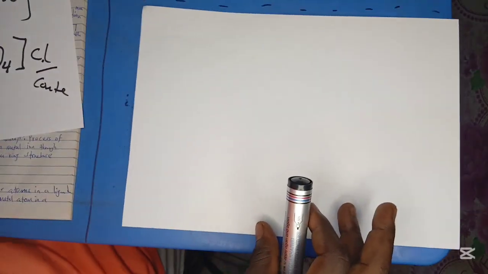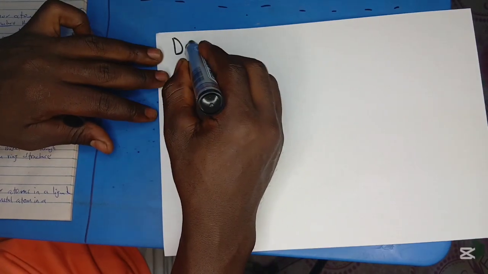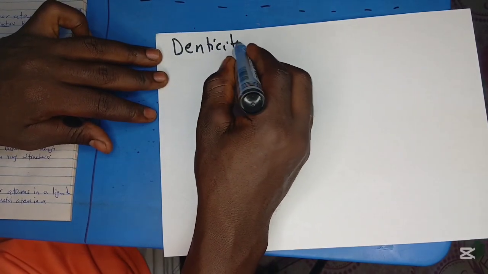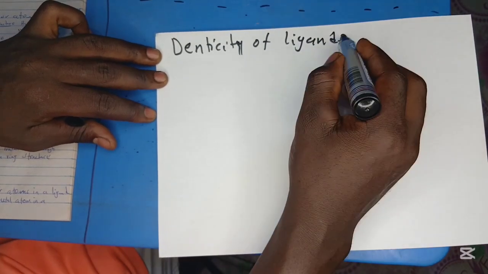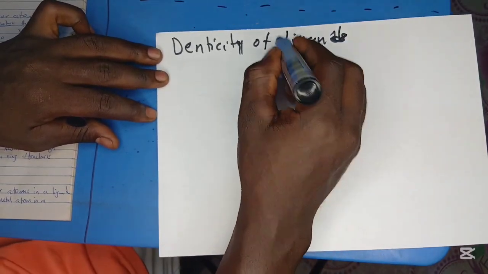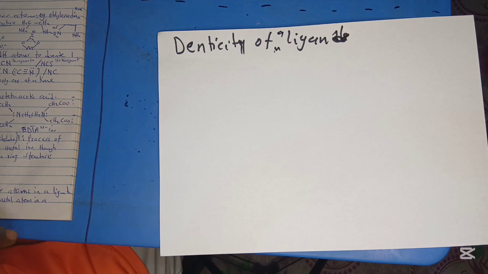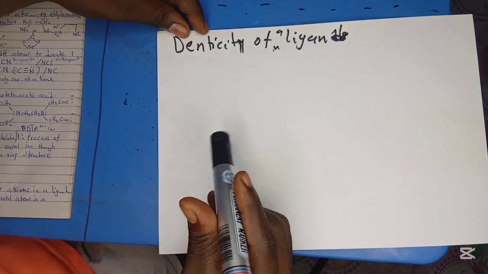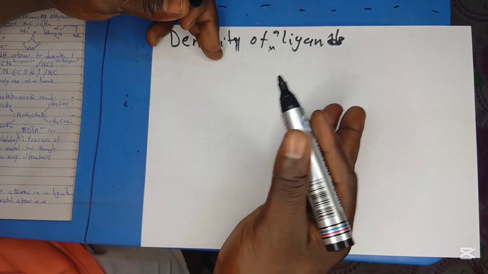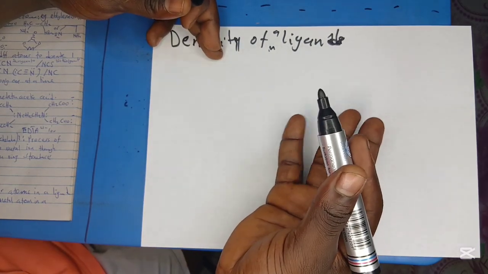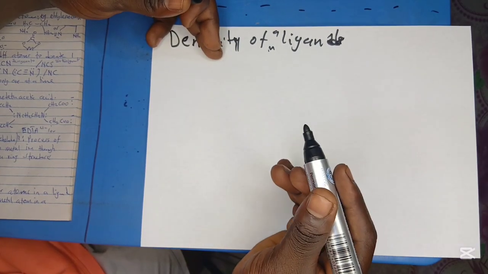Let me change the sheet. Let's look at ligands in detail. We have something called the denticity of a ligand. Denticity of a ligand is simply the number of donor atoms in a ligand that can be bonded to the central metal atom in a coordination complex.